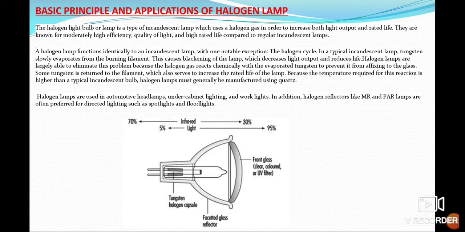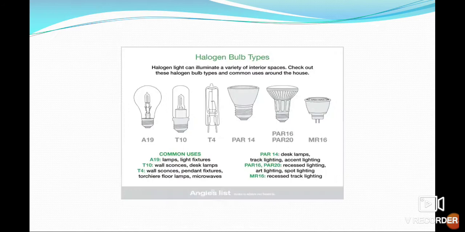So for 70% infrared light, the output light of the lamp will be about 5%, and for infrared, for 30% it will provide about 90%. So here are the halogen bulb types. We have six types of halogen bulbs, that is A19, T10, T4, PAR14, PAR16, PAR20, MR16. So the common uses of the different types are given below.